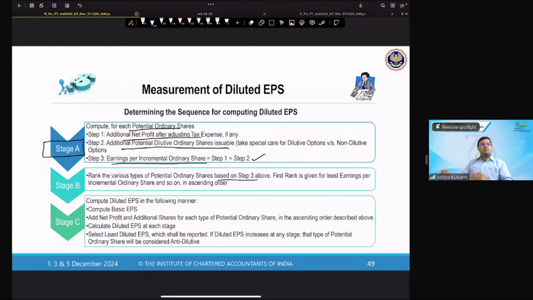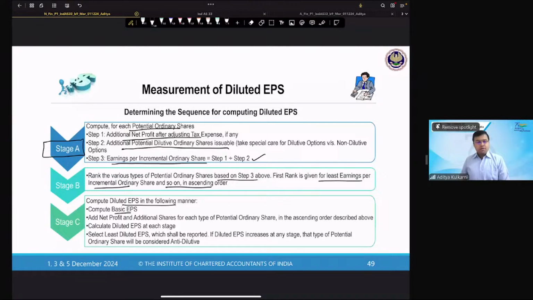For the 3-4 instruments, you will do the calculation separately and then assign the ranking. First rank is given for the least EPS per incremental ordinary share, and so on in ascending order. So the lowest you will give the first rank. Then as the earnings per incremental share increases, you will increase the rankings, in ascending order. Compute diluted EPS in the following manner.